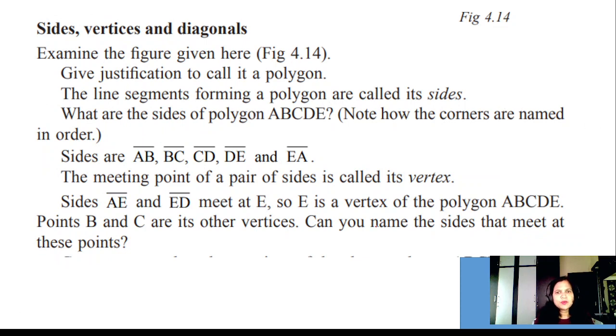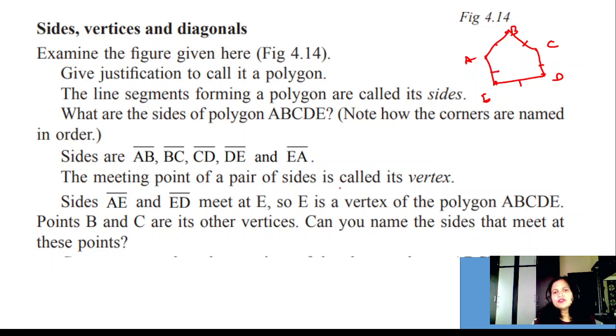What are the sides of the polygon ABCDE? A, B, C, D, E. Note how corners are named in order. AB, BC, CD, DE, EA. These are the sides of the polygon.